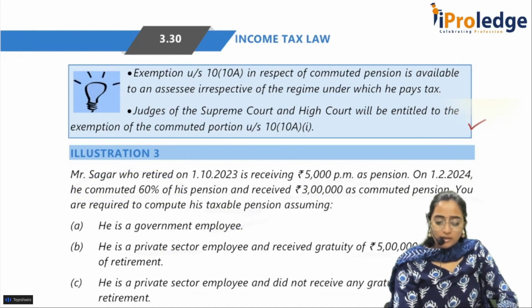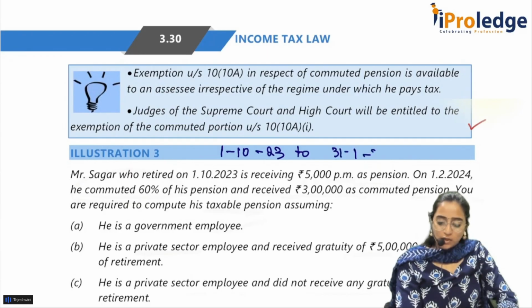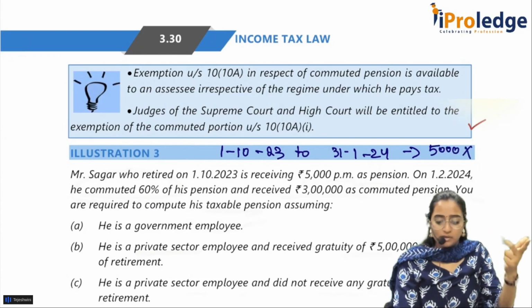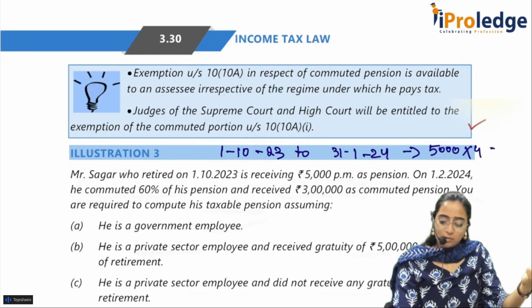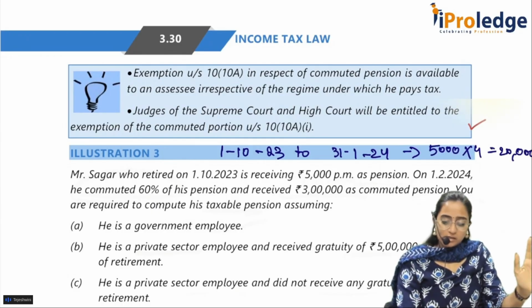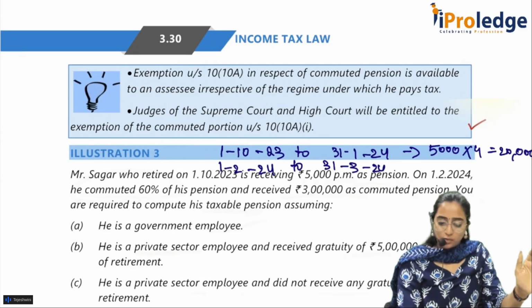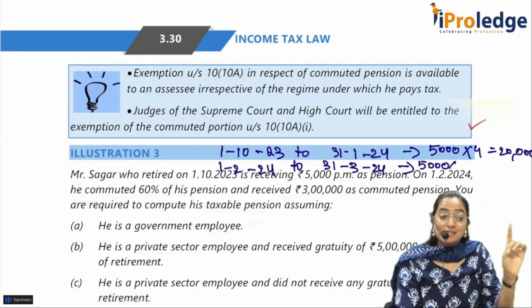Very simple. 5,000 per month. So from 1/10/2023 to 31 Jan 2024 is receiving uncommuted pension of 5,000 per month. October, November, December, Jan, 4 months. How much is it? 5 4s are 20,000. Clear? Next, from 1 Feb 2024 to 31st March 2024. What is it going to be? 5,000. He has commuted 60%.